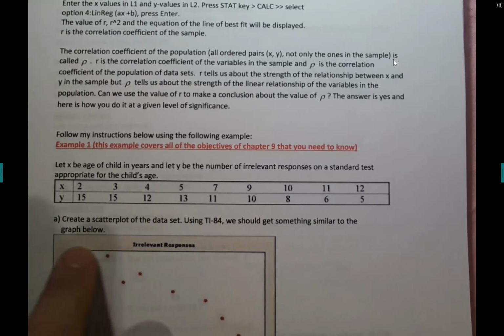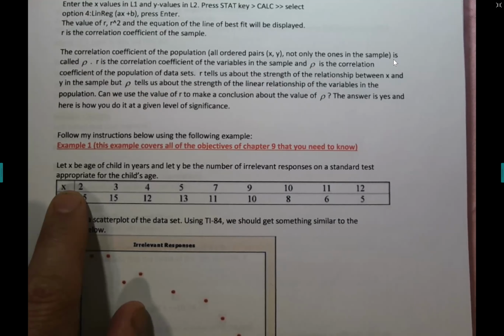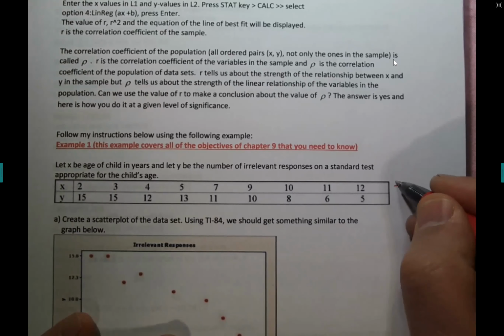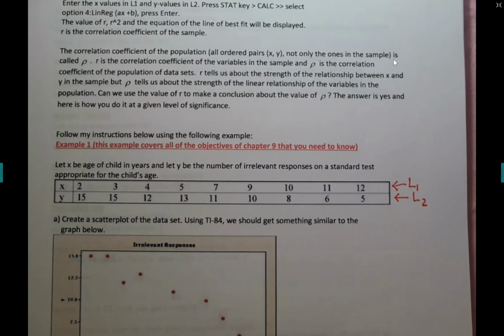So what I'd like you to do, guys, the first step is to put the data, the X value, which is the age of a child, in L1, and the number of irrelevant responses in L2. Always in this chapter, the first thing that you have to do, guys, without even thinking of anything else, is put your data in L1 and L2. That's step number 1.